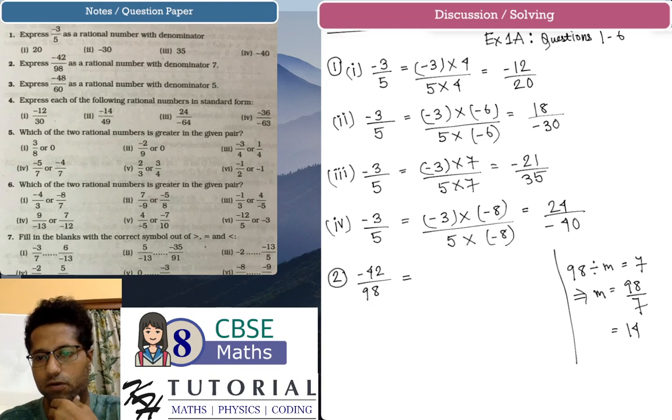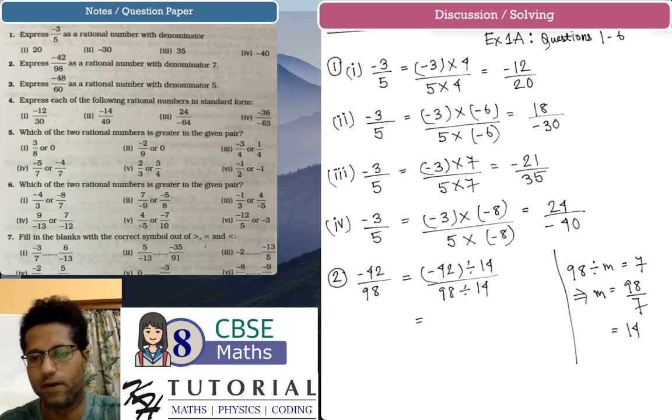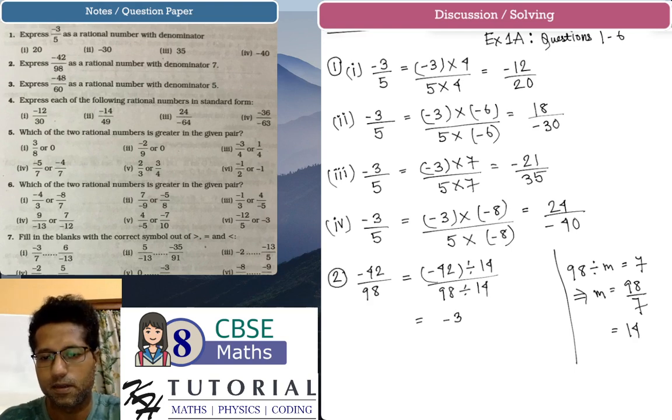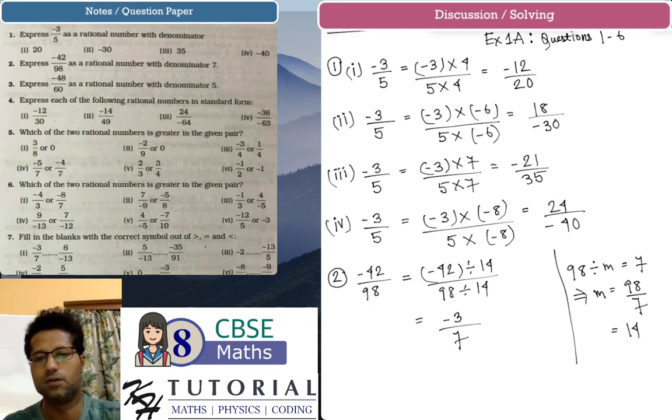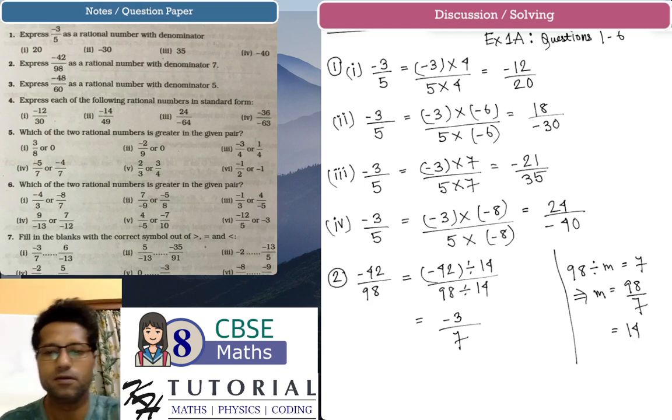Divide 98 by 7, and whatever the number is, in this case m, which is 14, we will divide both the numerator and the denominator by that number, that is 14. So we can write minus 42 divided by 14, and this will be 98 divided by 14. Minus 42 divided by 14 is minus 3, and 98 divided by 14 is 7. So the rational number is minus 3 by 7, which is equivalent to the rational number minus 42 by 98. But the right hand side rational number has a denominator 7. Okay.